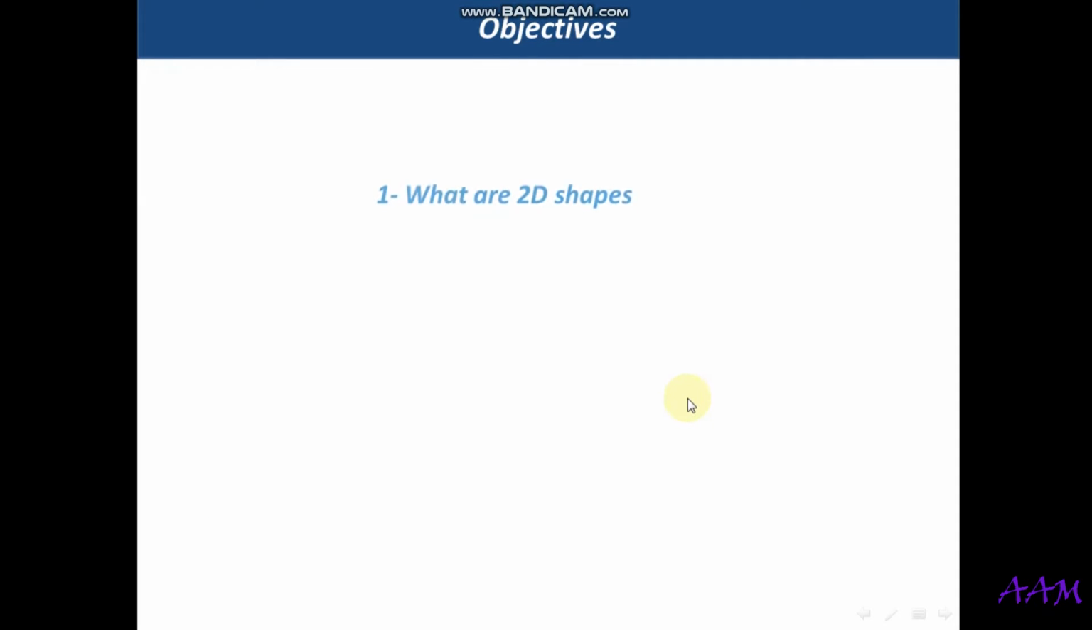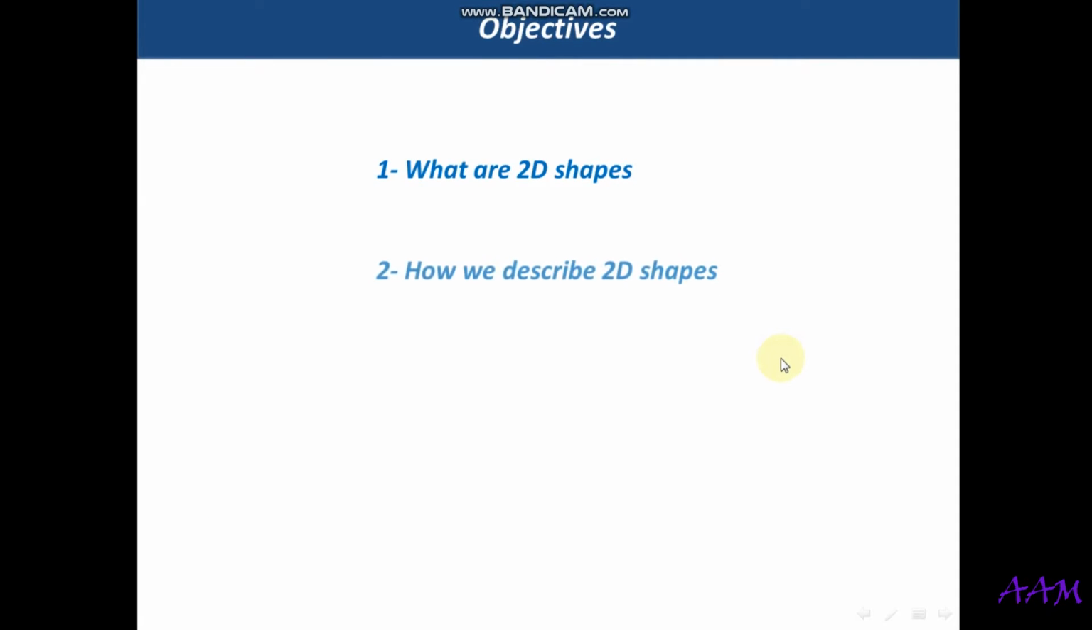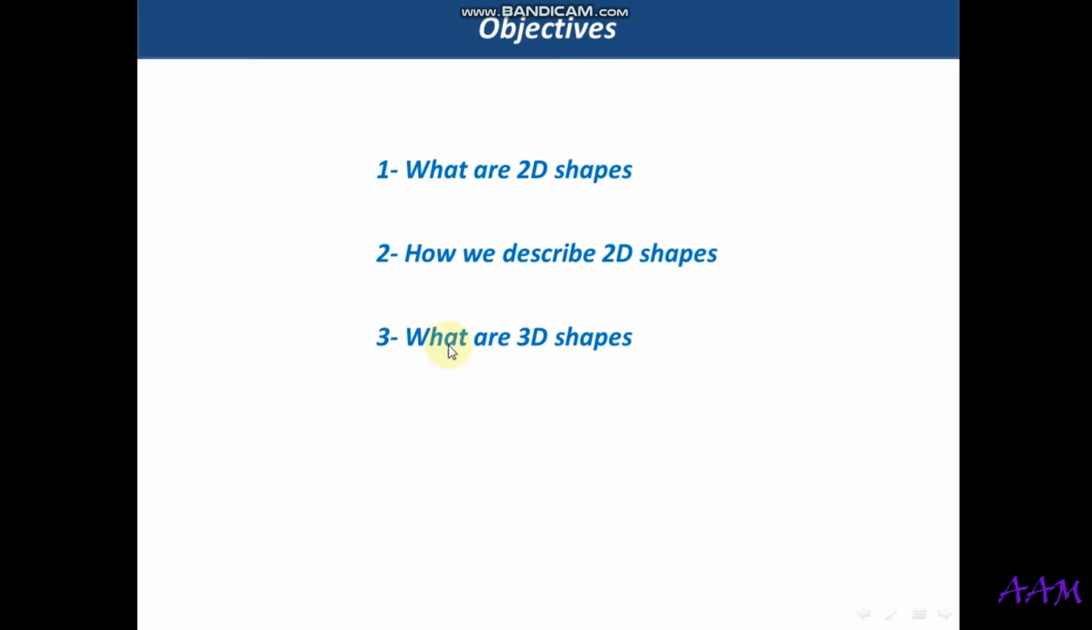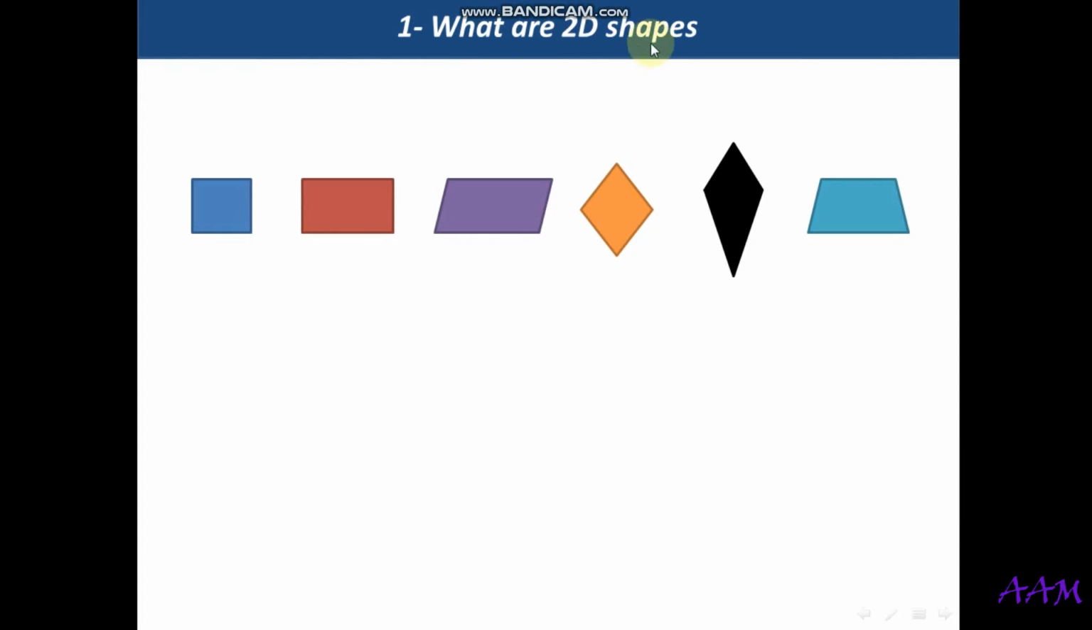So, objectives. What are two-dimension shapes, how do you describe them, and how do you distinguish between them, which one is which? And then what are three-dimension shapes, which are also called solids, and how do you distinguish between them? And then we shall do an exercise to see how this all works. First, what are the two-dimension shapes?